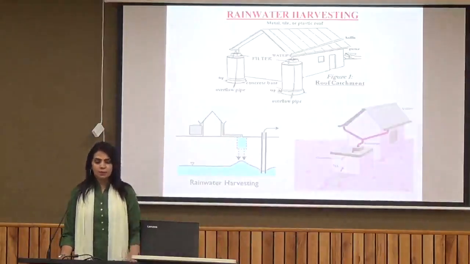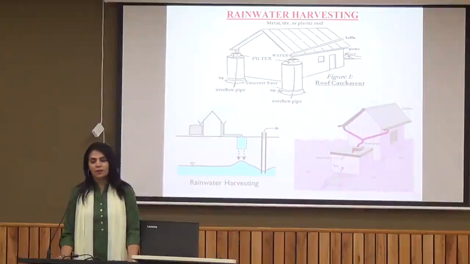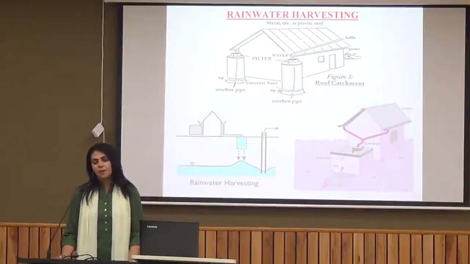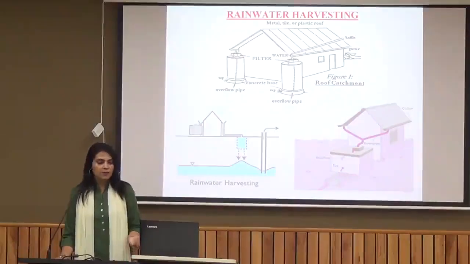Now this is rainwater harvesting, which they have shown, that is how we can do rainwater harvesting. If you look at the diagram, it shows a metal, tile or plastic roof where water collects. Then some filter units are inserted, and we have a roof catchment, and the rainwater goes down and is captured, and it slowly seeps into the ground.